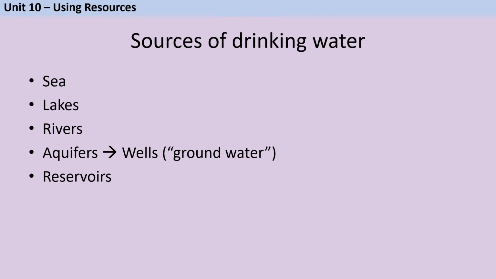The first step in producing drinking water is to identify a suitable source, such as a sea, lake, river, aquifer or reservoir. Now, some of that water may already be potable and safe to drink, but the majority of it won't because it either contains high levels of salt, which your kidneys can't process fast enough, or it will contain pathogens that would cause disease.